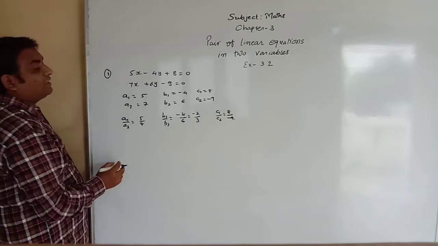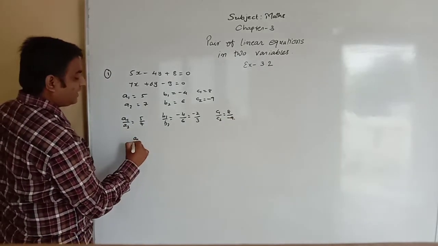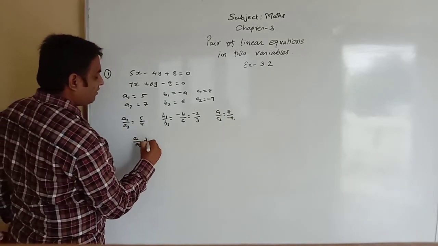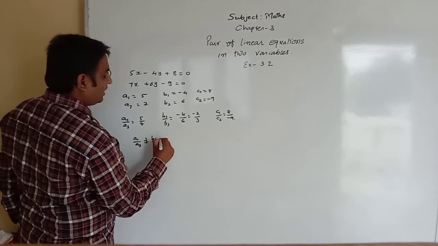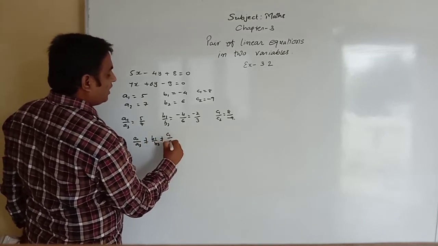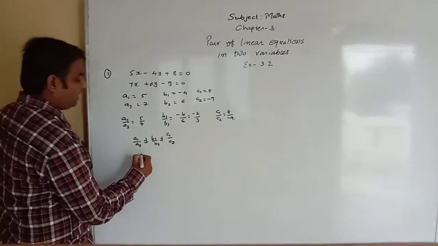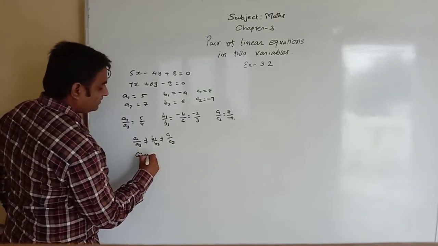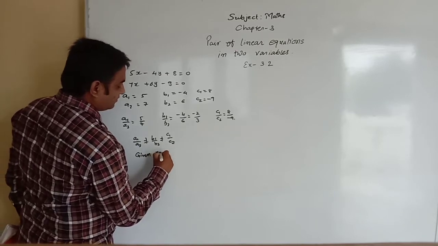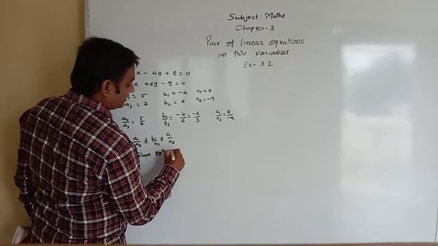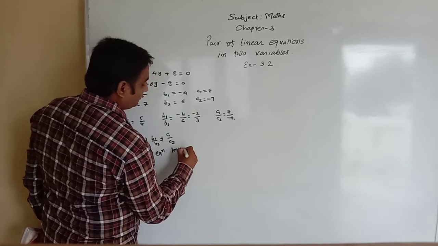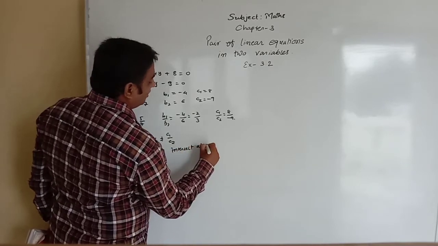So we can see that the three ratios are not equal. So we can write that a1 by a2 is not equal to b1 by b2 and is not equal to c1 by c2. And these conditions give us the unique solution. And so the given equations intersect at a point.